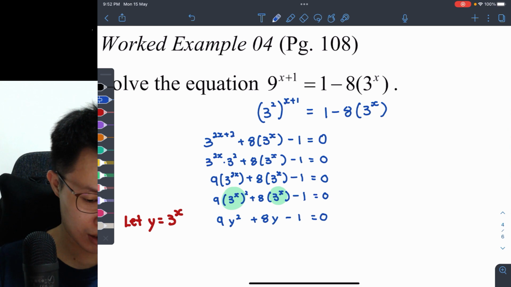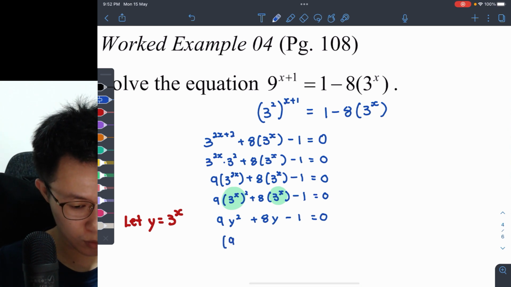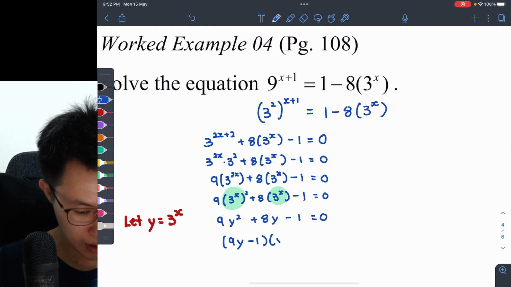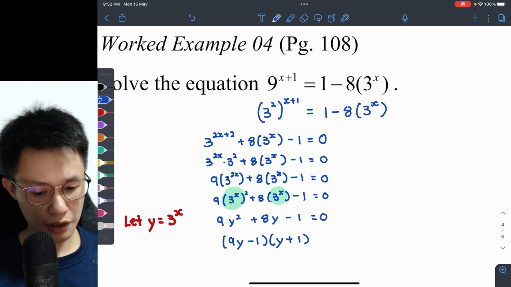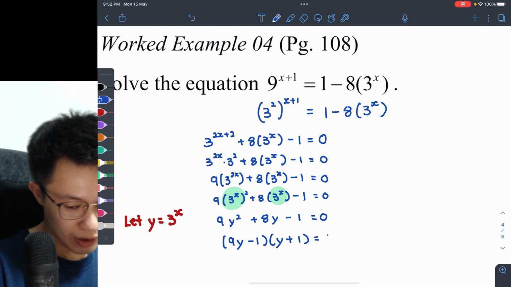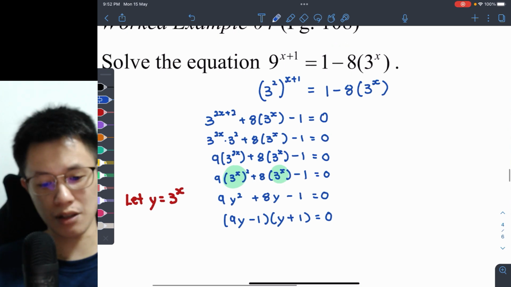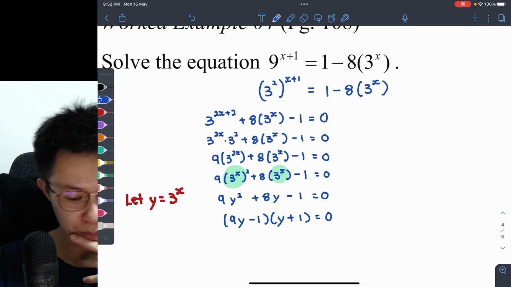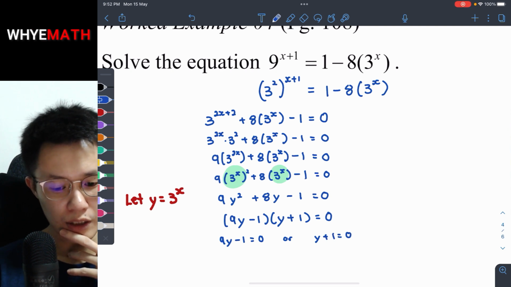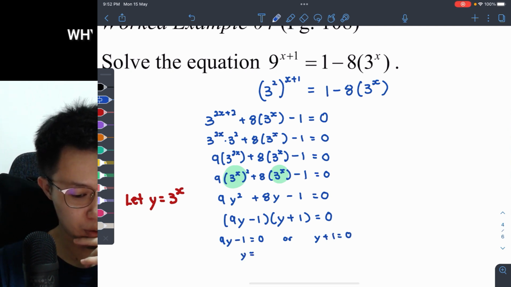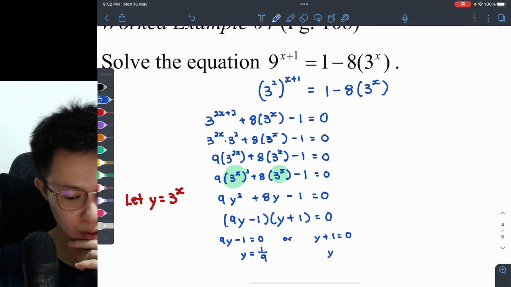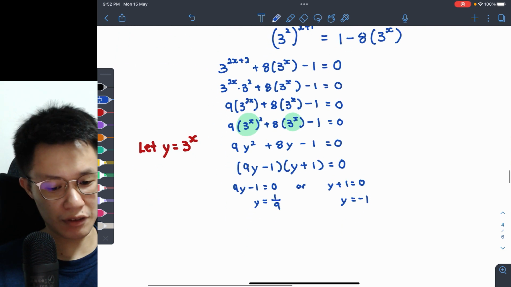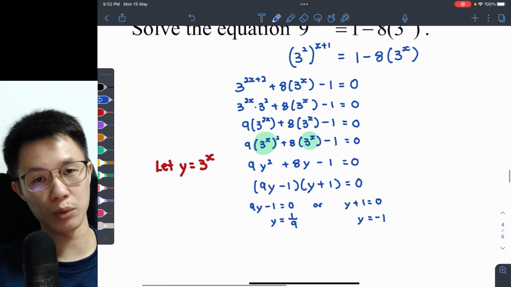So from here, maybe I might just do some factorization. Maybe it could be just this. Is it correct? Yeah, I'm correct. If I factorize it, I'll have 9y minus 1 times y plus 1 equals 0. By the zero product rule, we have 9y minus 1 equals 0, or y plus 1 equals 0. So y equals 1 over 9, or y equals negative 1. Now, we have not come to the end of the question because we are not looking for y. We are looking for x.